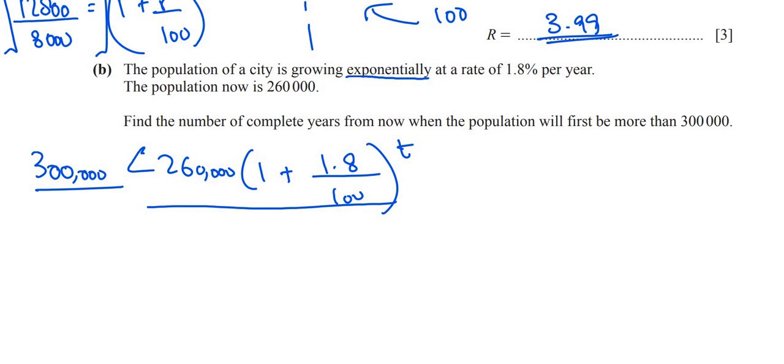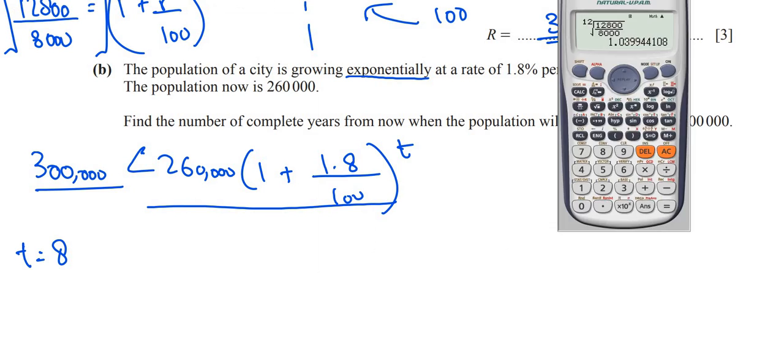So what you guys can do, you guys can just do trial and error. So let's plug in t is equal to 8. Let's see if this is greater than 300,000.